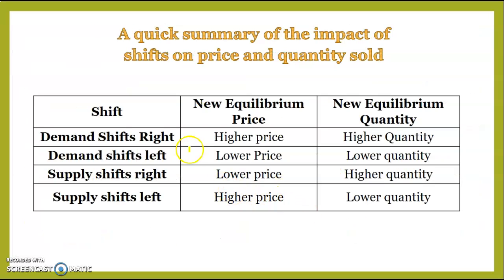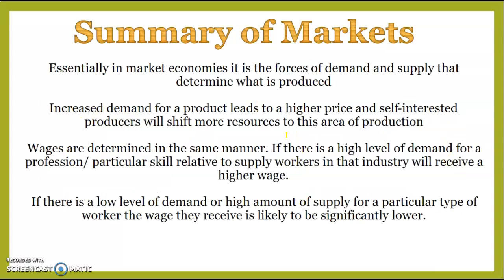So to sum up, when demand shifts right, you get a higher price and higher quantity sold. Demand shifts left, lower price and lower quantity sold. Supply shifts right, lower price but higher quantity. And supply shifts left, higher price but lower quantity. So essentially the demand shifts cause the same impact, so they'll both move in the same direction, either both higher or both lower. But if supply shifts, there'll be one in each direction. Supply shifts right, you get a lower price and higher quantity. Supply shifts left, a higher price but lower quantity.